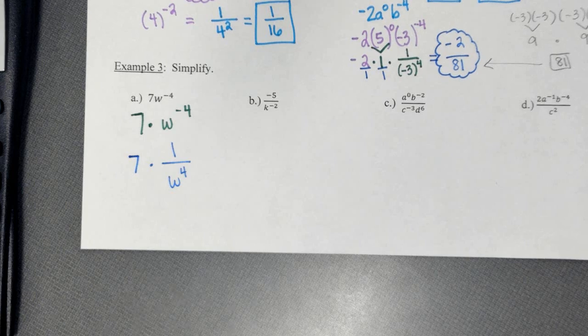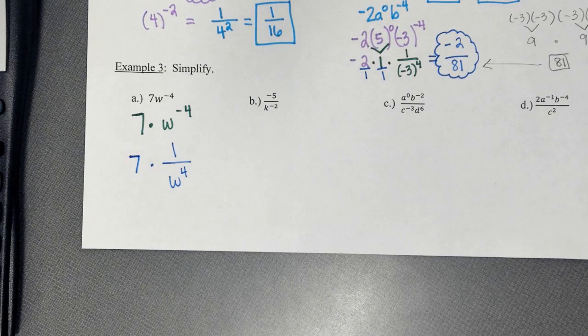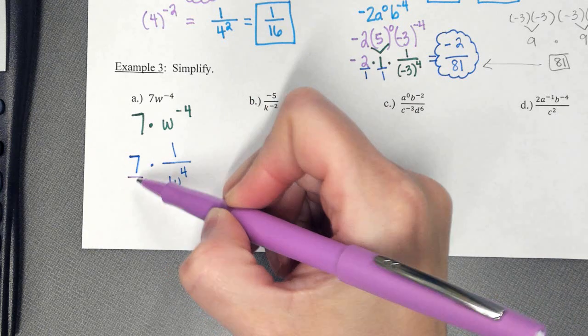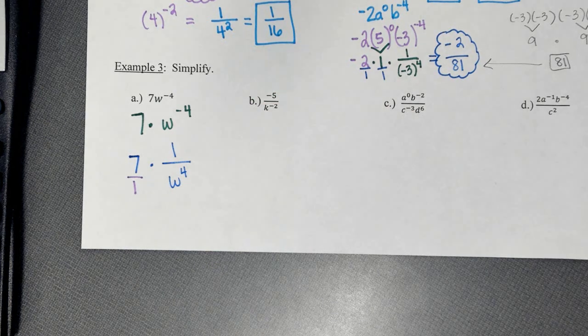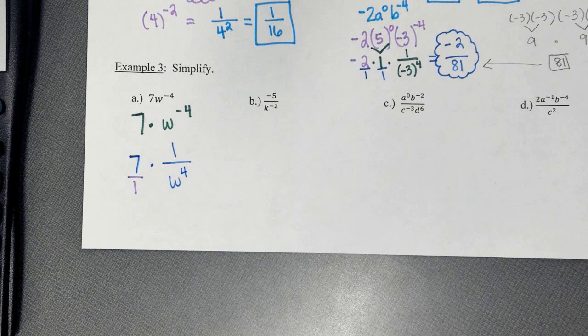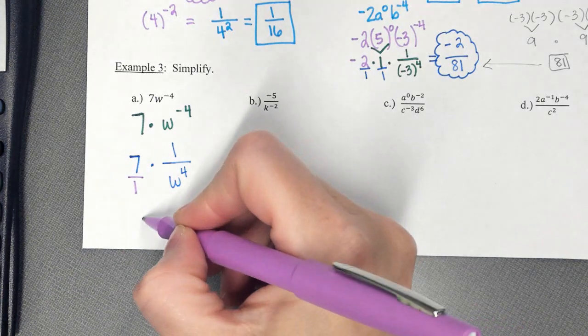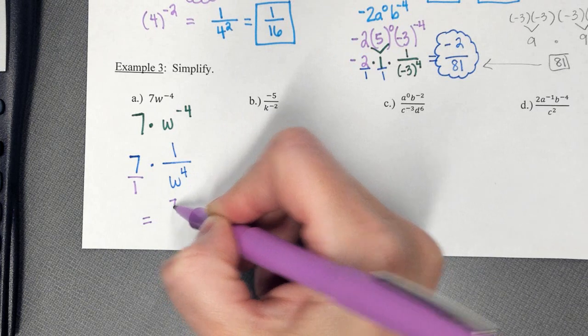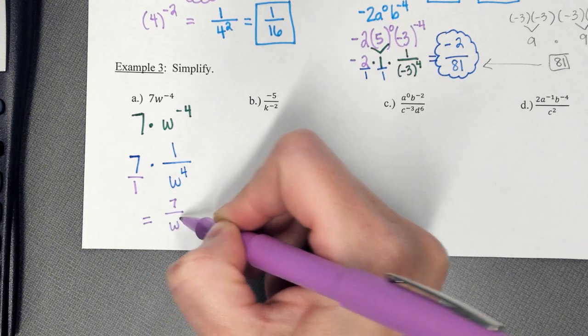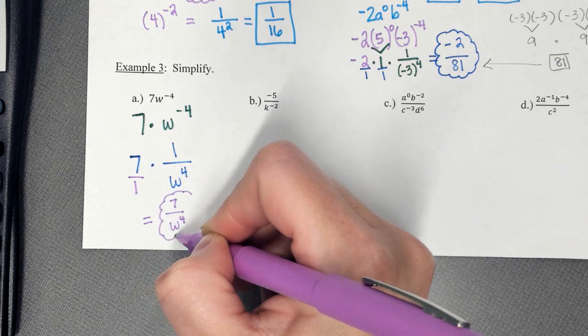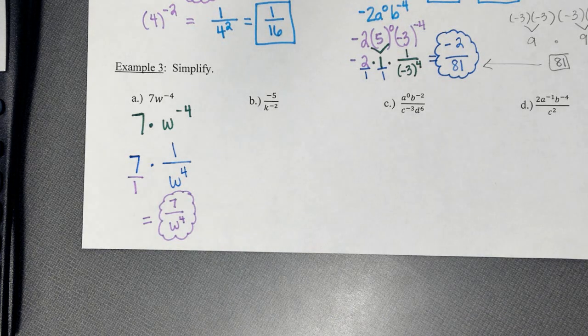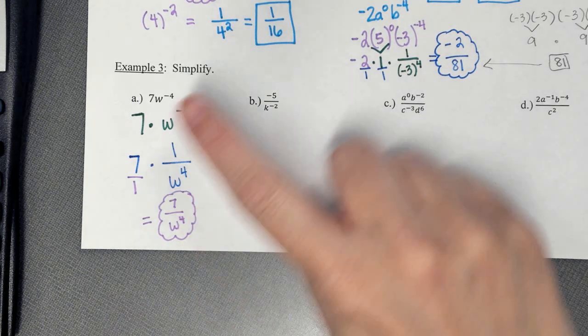fractions. If you're multiplying fractions, I found that it's easier if you think of it as over 1 if it's a whole number, because that's what you guys have done before. Okay, so 7 times 1 is 7. 1 times w to the 4th. This is going to be your final answer. Again, if you have a negative, you put it over 1. If you have to multiply, you can make it a fraction and multiply straight across.